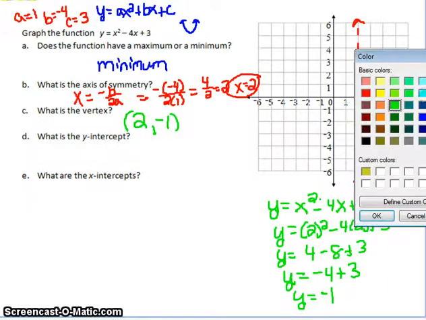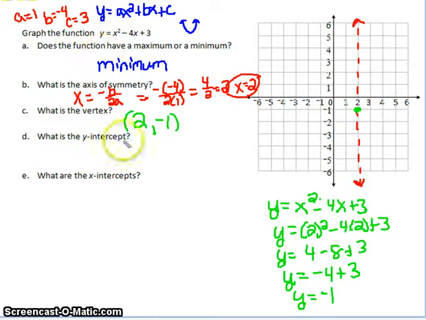My y-intercept is, if you think about your y-axis, all of these coordinates have an x of 0. 0, 0, 0, 1, 0, 2, 0, 3, 0, 4, 0, 5, 0, 6. So that means we're going to plug in a 0 for the x. If you plug in 0 for the x squared and 0 for the x, so negative 4 times 0 plus 3, then you're just going to be left with 3. So that means we're going to be at 0, 3.